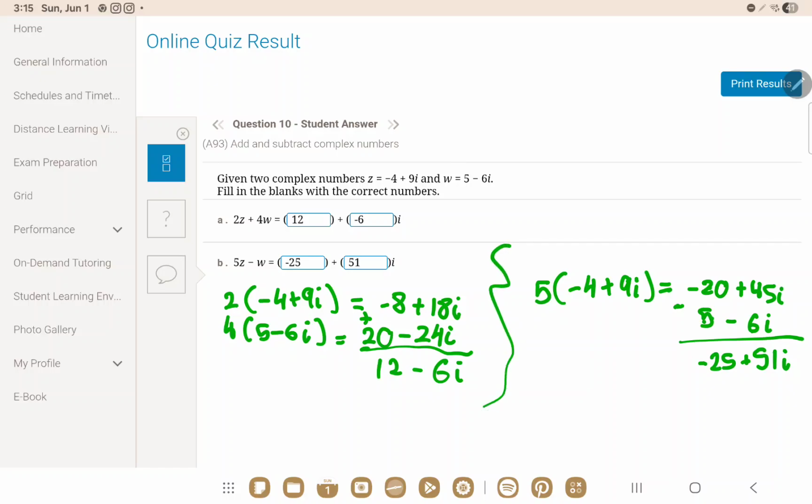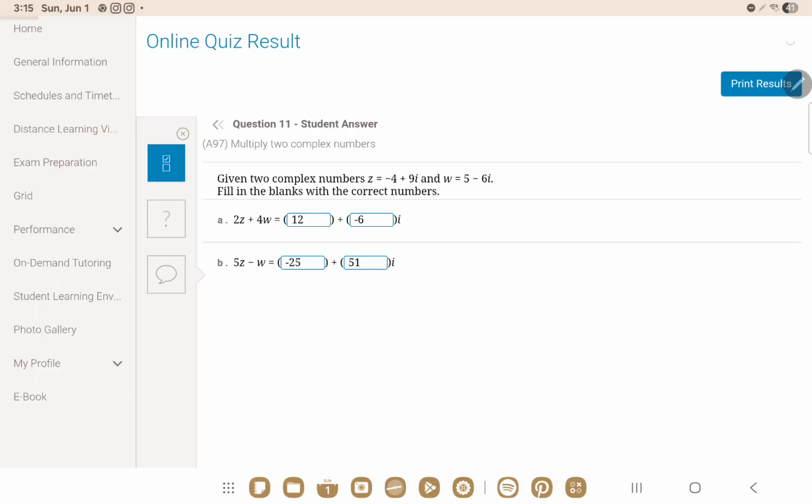What the hell is this line? Anyways, doesn't matter because I'm moving on to the next question.